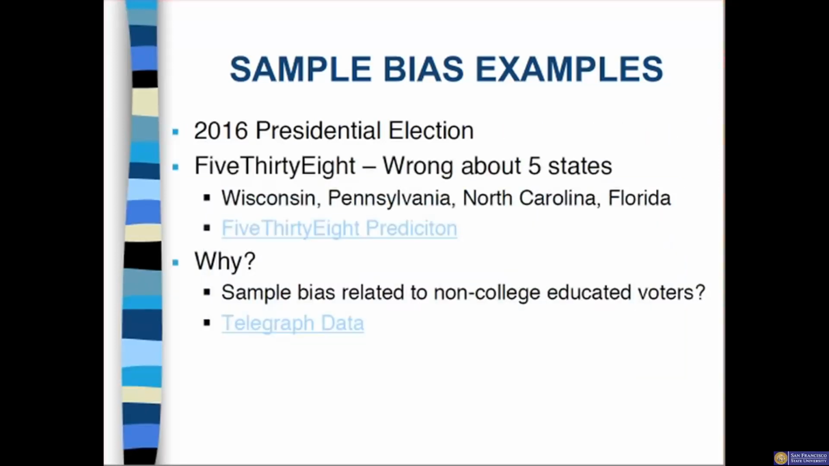We can see that in two of the polls here. The 538 prediction was wrong about 5 states. Why might that have been? There was a sampling bias related to non-college-educated voters.